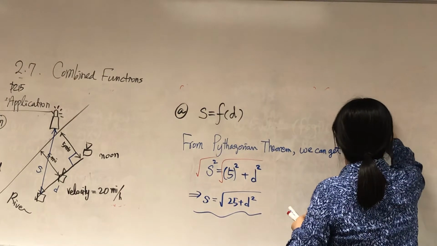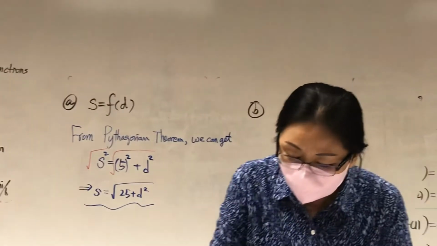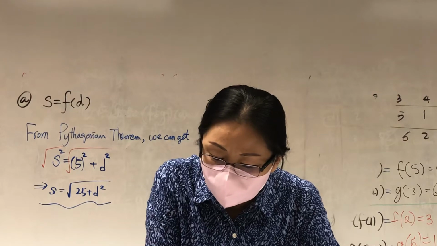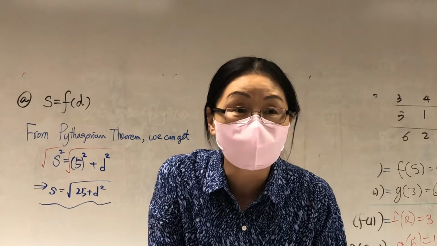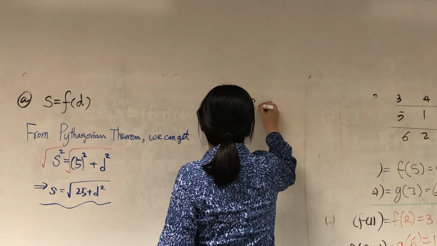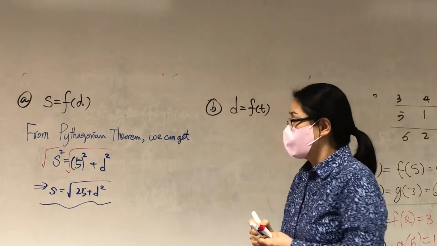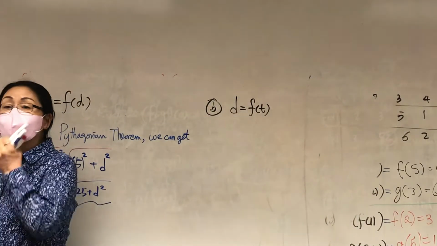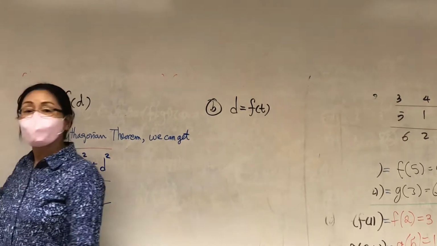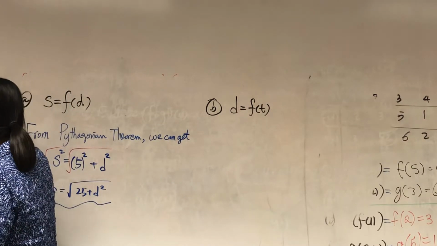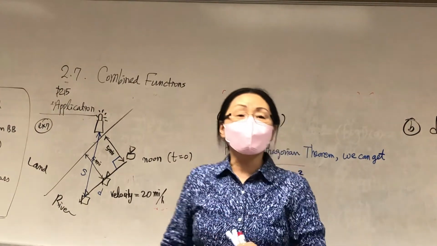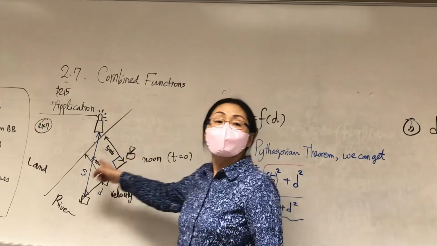Second answer: express your D as a function of t, because as time goes, your distance D changes, right? So D wants to be a function of t. To measure D, what do you know? Velocity is 20 miles per hour, and your starting time is t equals 0, noon. So 1 hour later, the ship has moved 20 miles.